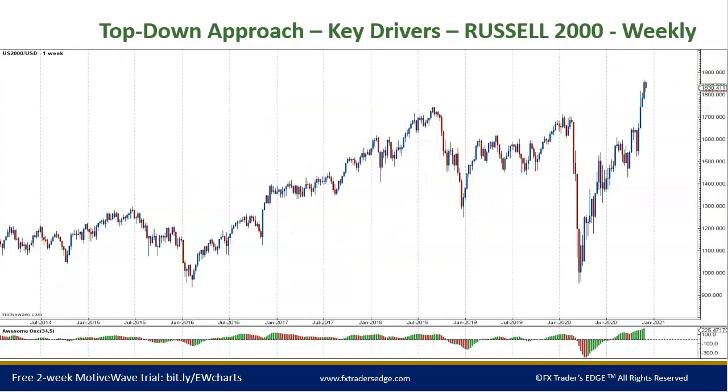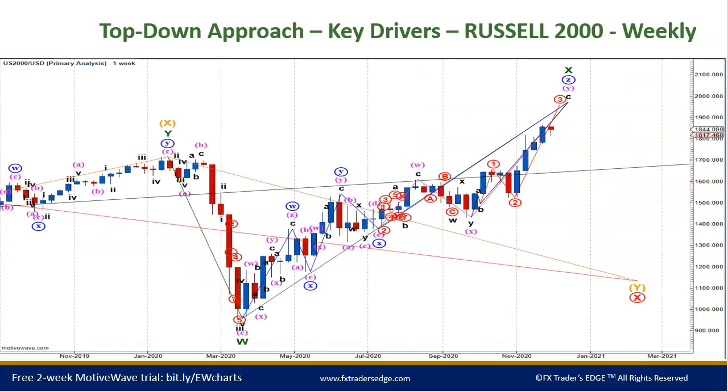Finally, looking at the Russell 2000, we can see the rotation into the Russell 2000 with this acceleration higher, making new highs over the last trading week. Let's look at the wave count for the Russell 2000. So we are expecting the Russell to continue this move higher into the 2000 area before we have a correction down. The Russell 2000, which consists of small cap stocks, is a proxy for the reopening trade.